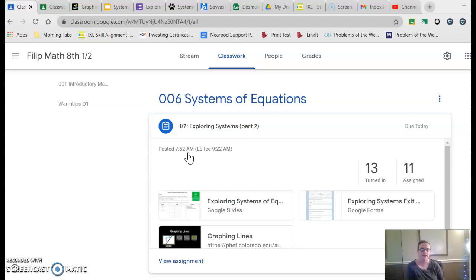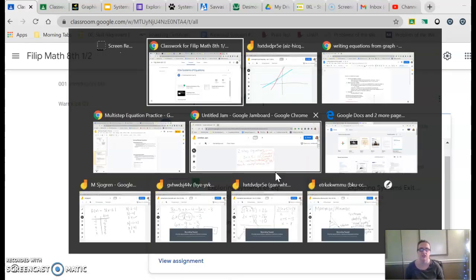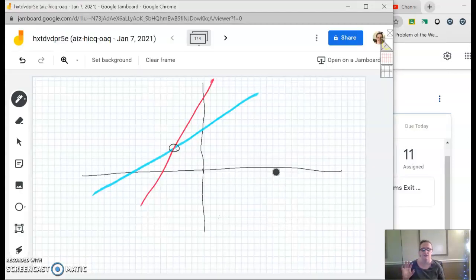Hello and welcome back. Today we're looking at January 7th, Exploring Systems Part 2. So today we are going to continue our activity exploring systems of equations. But before we do too much of that, let's look at the discussion about systems of equations based on the work we did on Tuesday.